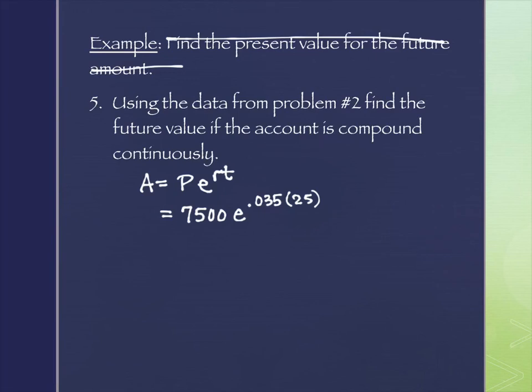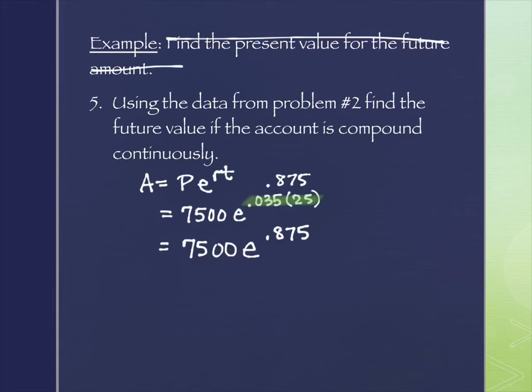So again, I would encourage you to be a little bit careful with that exponent. I'm going to do it in my calculator. I'm not going to multiply that in my head. This exponent ends up being 0.875. That's what that exponent is. So in my calculator, I can definitely enter this all at once now because it's just multiplication with that exponent. So 7,500 e to the 0.875.